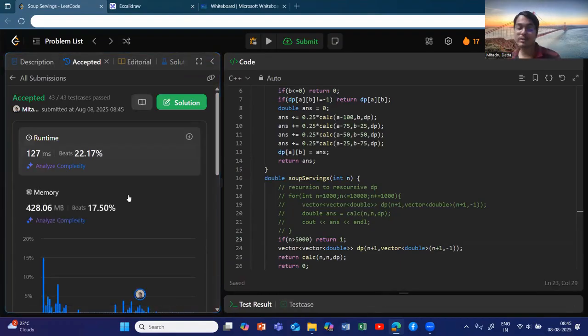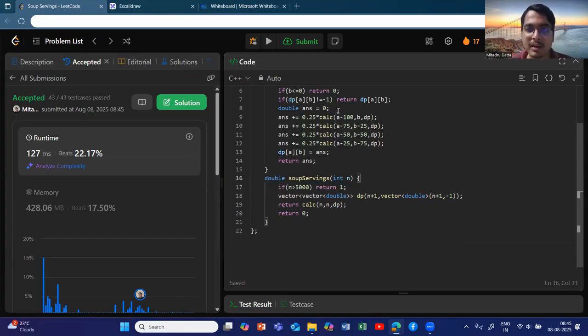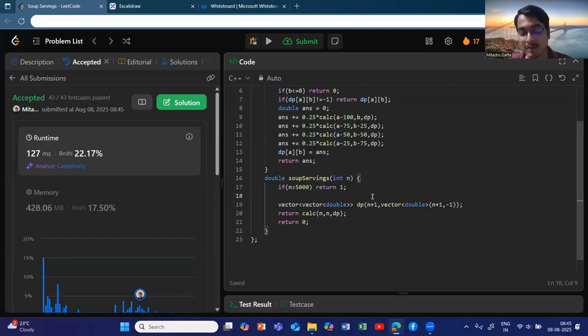So see, we do get an accepted answer for this, but the runtime complexity is not so cool. Another thing you can observe here is that n is always a multiple of 25. So you can actually reduce your DP computations. You can always reduce your DP computations.